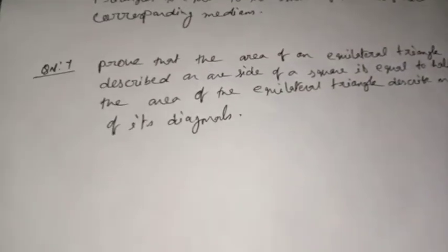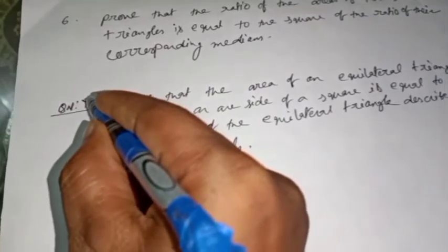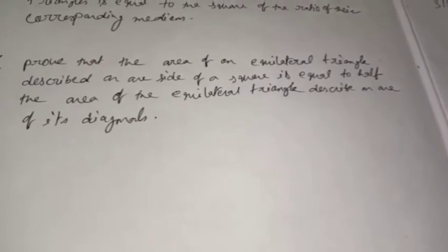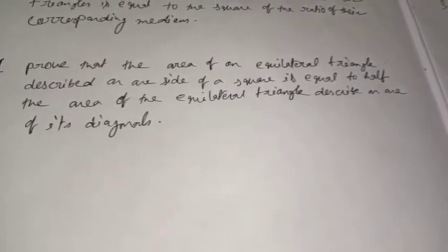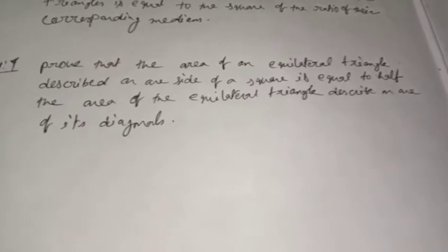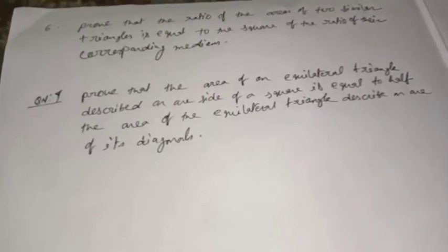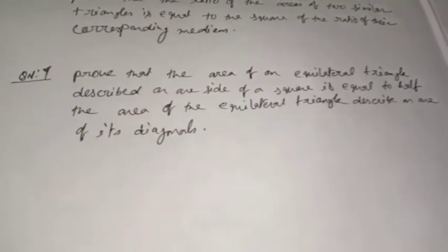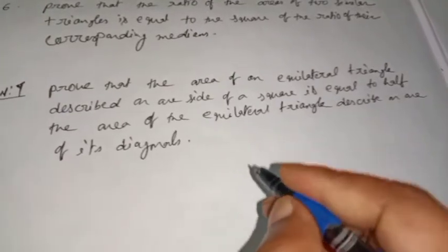Question number 7. Prove that the area of an equilateral triangle described on one side of a square is equal to half the area of the equilateral triangle described on one of its diagonals. I know you did not understand this question, so try to understand. I am going to draw a figure.